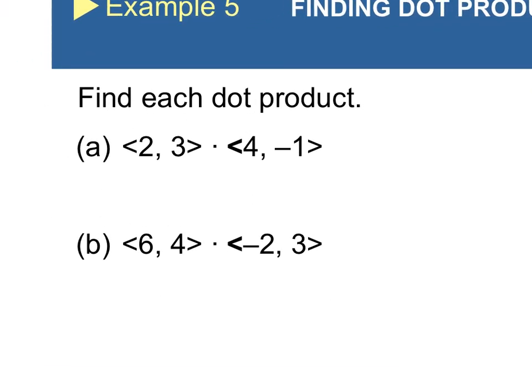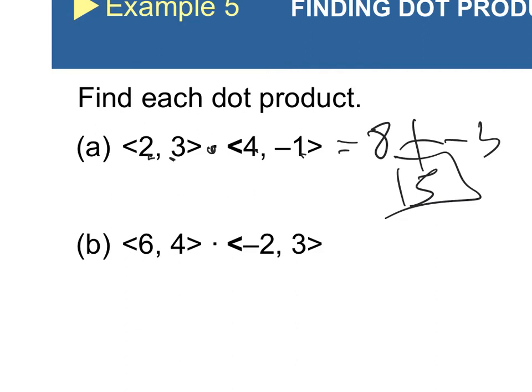Piece of cake. When I dot, see the dot? Why am I putting a vector there? I just got done telling you there's no vector there. Listen up. It'll be 2 times 4, 8, plus 3 times a negative 1, negative 3. That answer is 5.